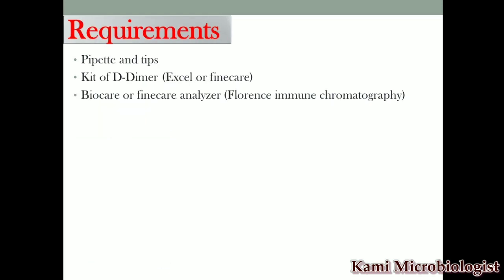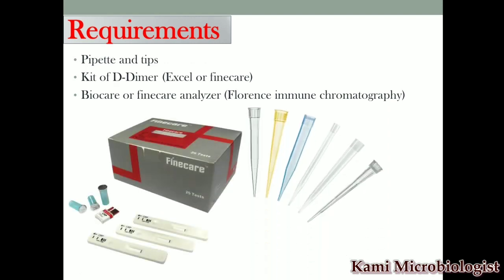Now let's see the requirements, if we want to perform this test, what we require. Remember guys, for the requirements we need a pipette and tips. Let me show. These are the pipettes and these are the tips, blue and yellow tips. We also call the pipette an adjuster. We need a D-dimer kit. So this is the kit of D-dimer.